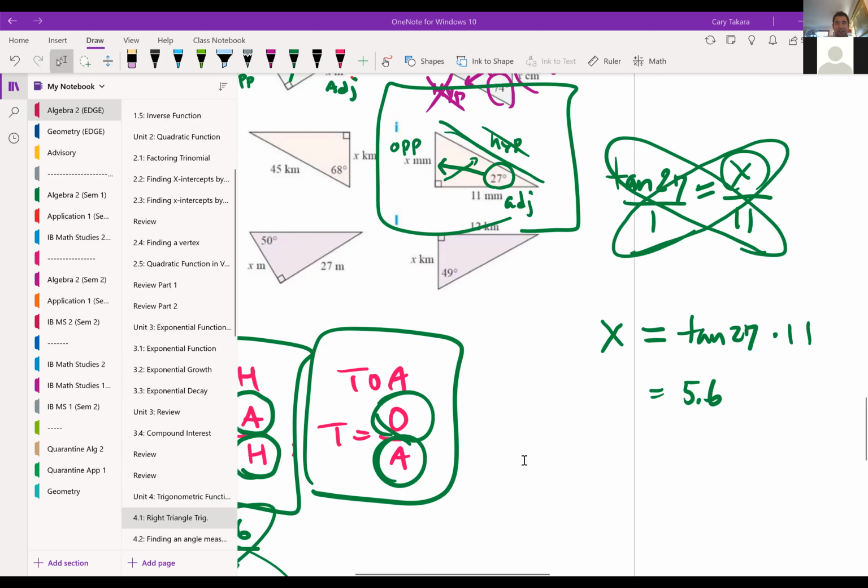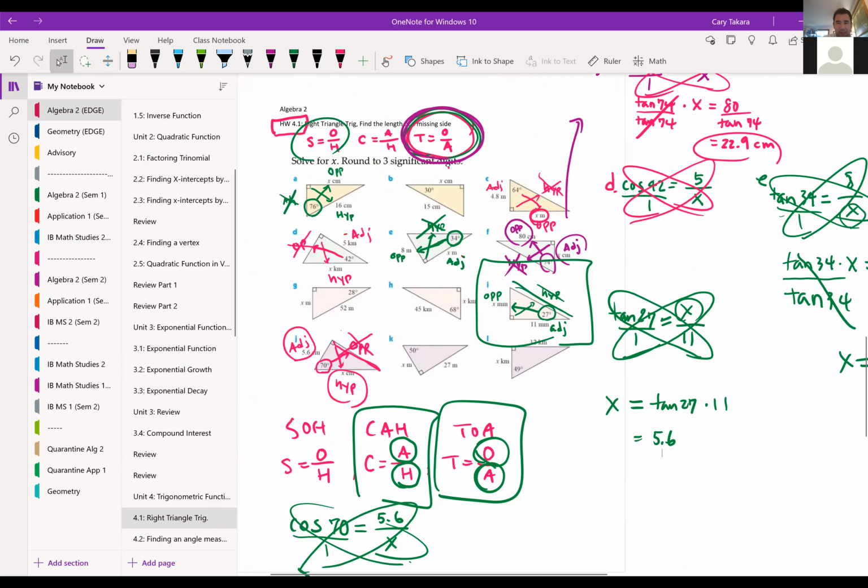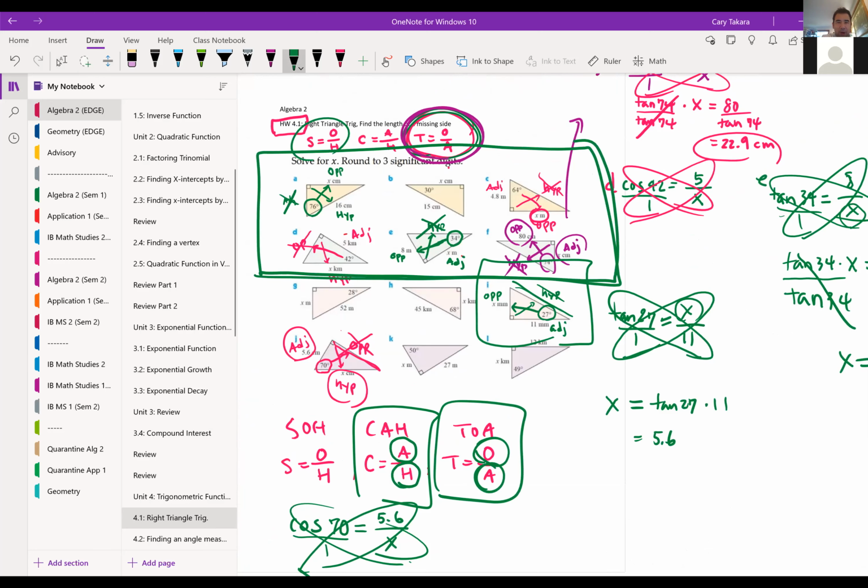Very good. All right, so this is what we did yesterday. I don't know if anybody was absent. I assigned the first 6 problems as the assignment. So that was from yesterday.